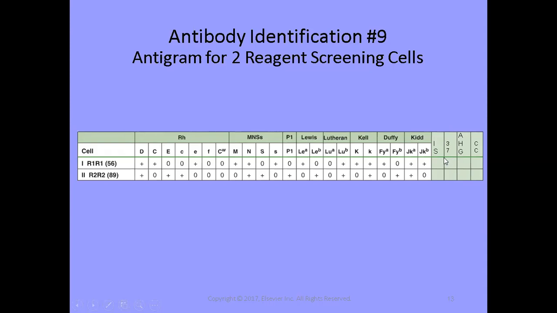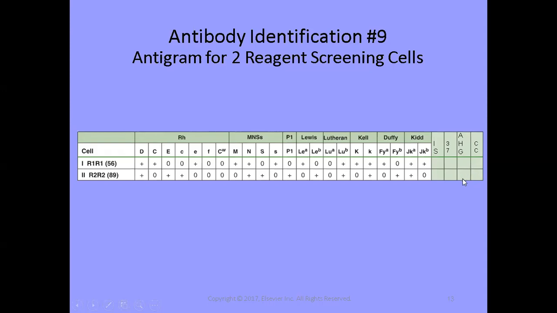Maybe they're still negative. I'm not done. My next phase of testing is AHG, and you guys know we have to wash 3 times with saline before we add our AHG. So we would wash both of these tubes with saline 3 times, then add our 2 drops of AHG, and spin and read. Okay, if I get, let's say, a negative with 1 cell, I'm going to move on and do the check cells.